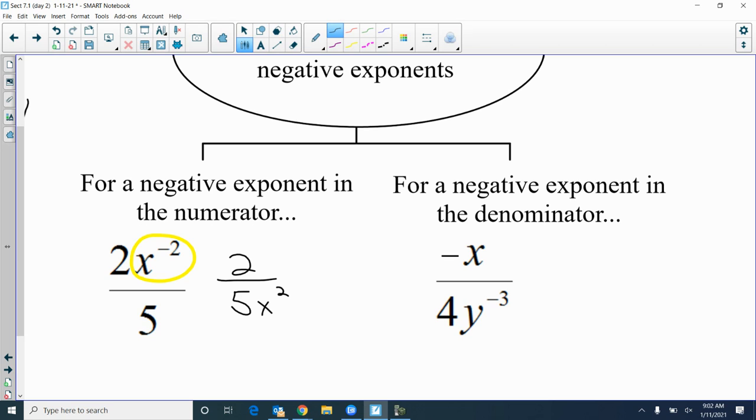A negative number is not a negative exponent. It does not move. So the only one I got to move here is y to the negative third. The negative x stays. The 4 stays. Okay? Because they don't have negative exponents. It becomes y to the third in the numerator. Okay? Y to the third in the numerator.